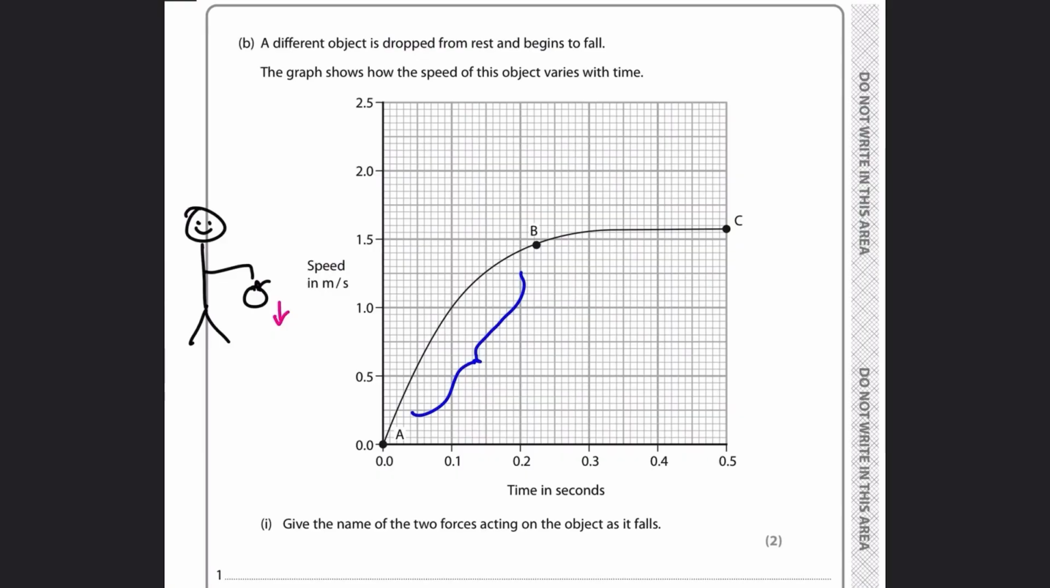So this graph, remember I said just now, the motion of an object can only be four things: accelerating, decelerating, constant velocity, or stationary. So what is this? Between A and B, is it accelerating, decelerating, etc.? It's accelerating because the gradient is positive. And then between B to C, what's the motion like? How's the apple moving here? Look at it. The speed is not changing, so therefore it's constant speed.